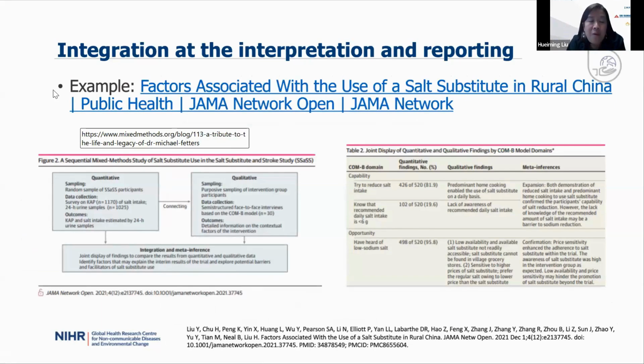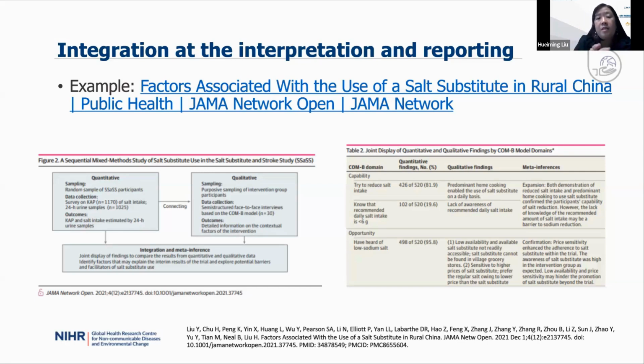An example of what we've done for a mixed methods study. This was work done by Ethu, who was a PhD student with Professor Bruce Neal, looking at salt substitute in rural China. We had a trial where we looked at salt substitutes in patients and families with stroke, and then looked at the outcomes. This was the process evaluation, or the mixed methods evaluation alongside it. We were trying to look at the families' perspectives on the use of salt substitute in rural China. So it's a sequential mixed methods study of salt substitutes.